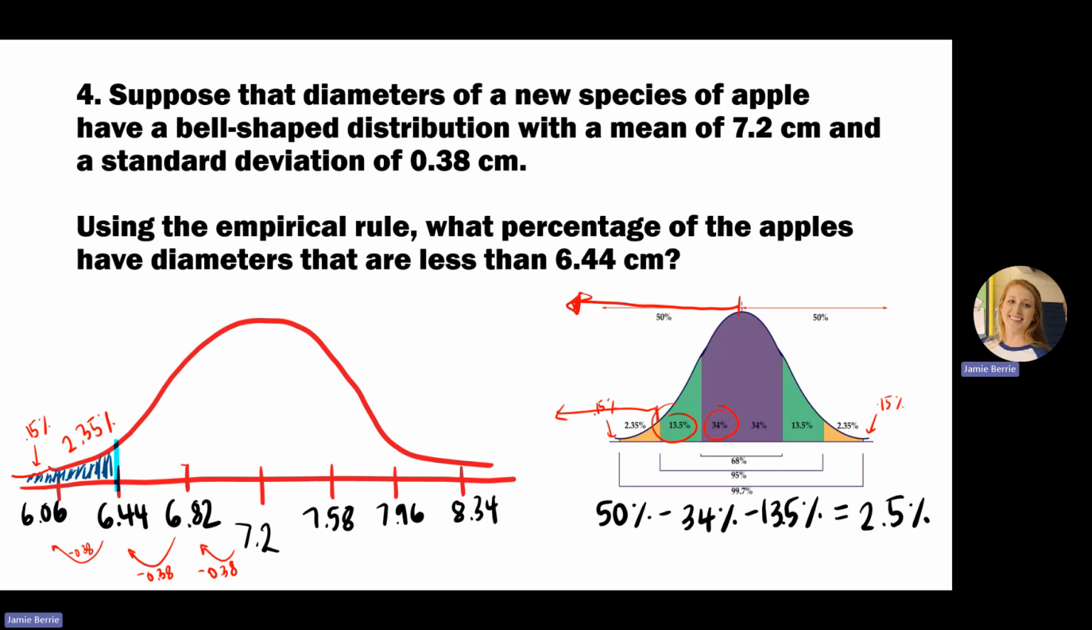If you wanted to take that approach, I know exactly half of the distribution is to the left of the mean, so I can subtract off the 34 and the 13.5, and that'll tell me what's left to the left of that standard deviation. So we would say approximately 2.5% of all apples have diameters that are less than 6.44 centimeters.